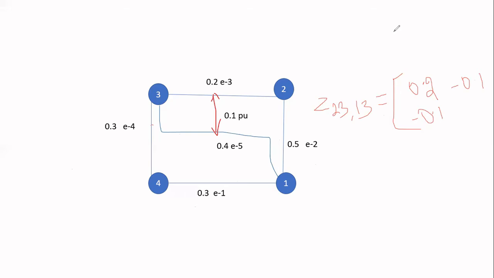After calculating the Y2313 matrix, we calculate the ZL1 and ZL2 values. How will we calculate the ZL1 value? First, the mutual impedance is connected between 3 to 1 and 3 to 2. That's why we consider A equal to 3, B equal to 1, X equal to 3, and Y equal to 2. Understand? X equal to 3, Y equal to 2.